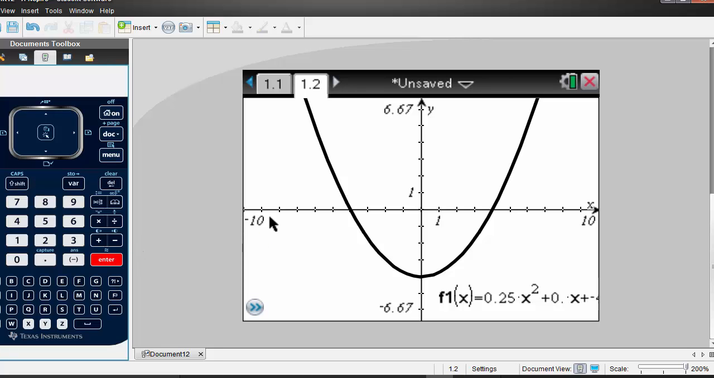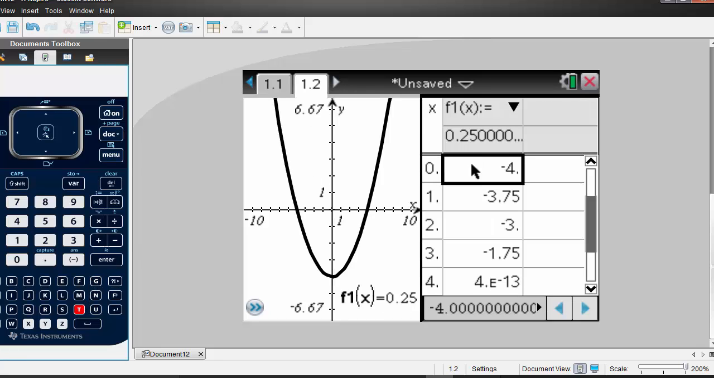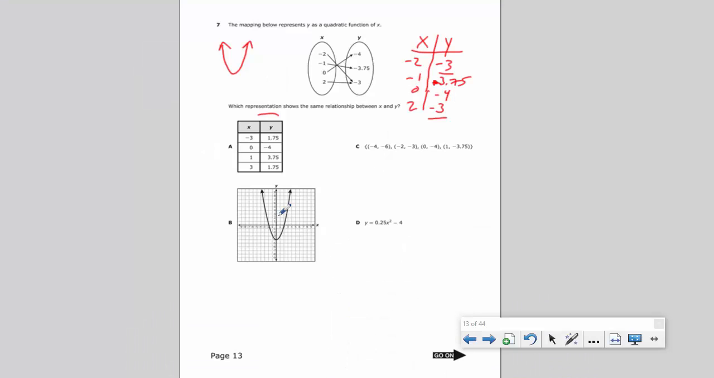Now, the reason I make the calculator do it this way instead of just going into a data and plotting the points that way is because I can create a table now. So what I'm going to do here is hit Control T and make a table. I am now going to compare this table with the answers and see which one matches. So let's take a look at your question again. This first answer matches -3 with 1.75. Does my calculator do that?